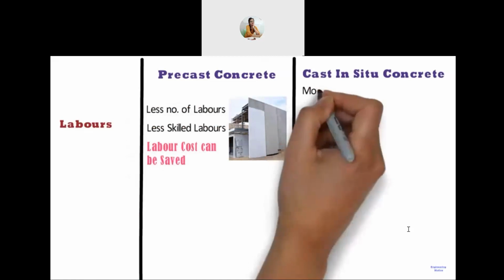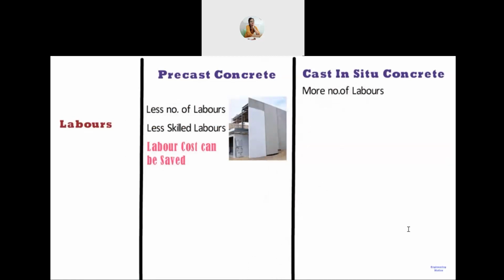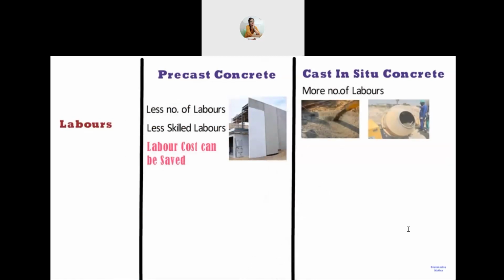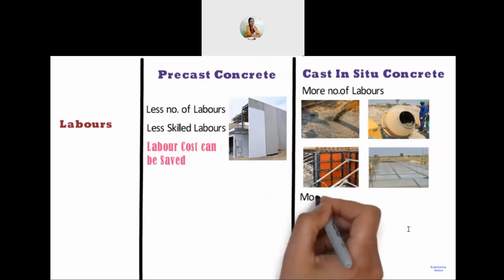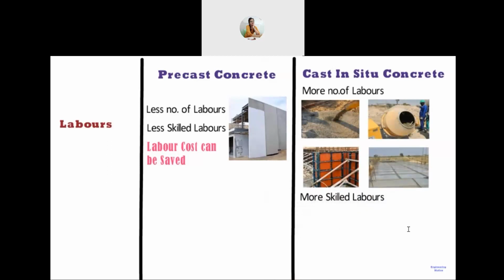For cast in situ method, more number of laborers shall be required, as all the works like pouring, mixing, shuttering, deshuttering, curing shall be done at site. And also for these works, more skilled labor shall be required.